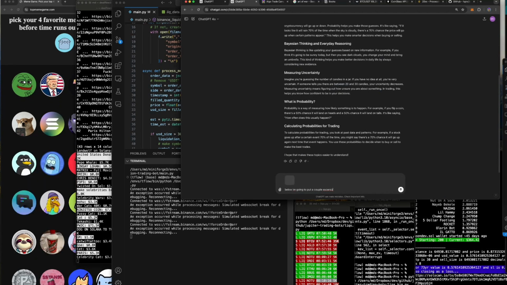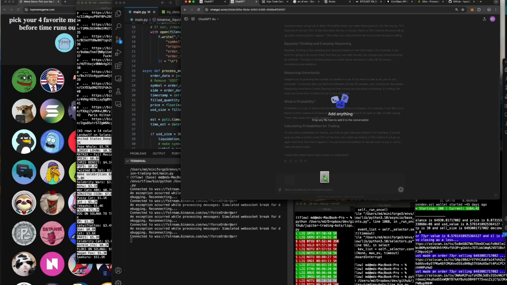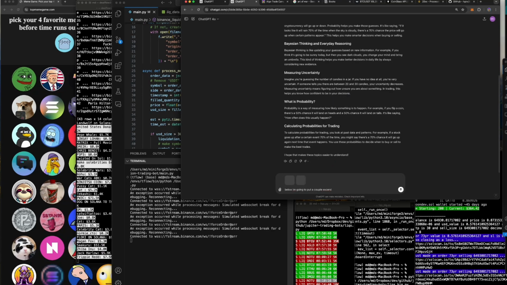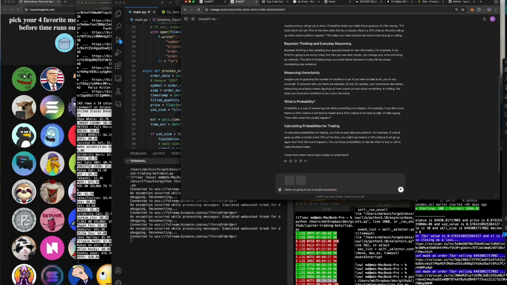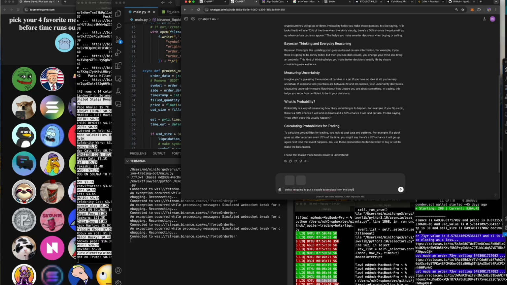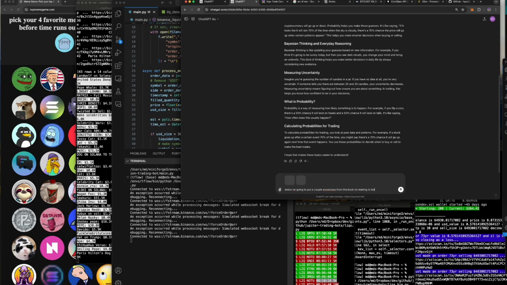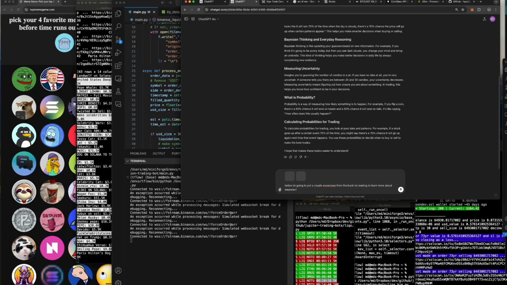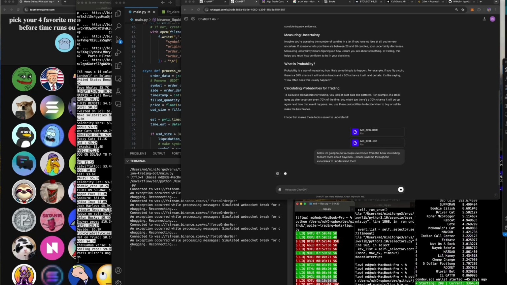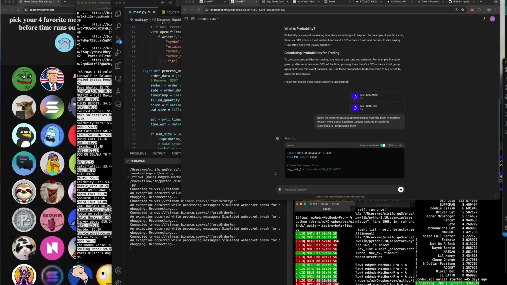So I'm putting in the exercises from the book here. I'm reading to learn more about Bayesian. Please walk me through the exercises so I understand them. Okay, I'm waiting for one more liquidation to come through here, and then it's going to go ahead and tell me essentially.